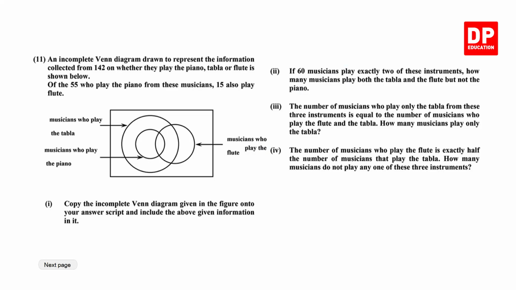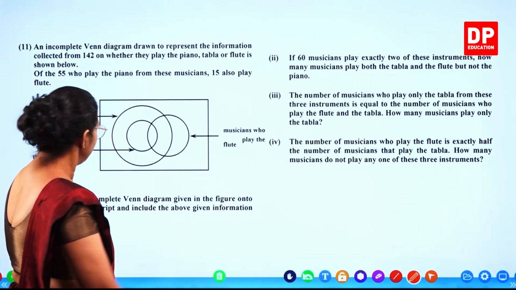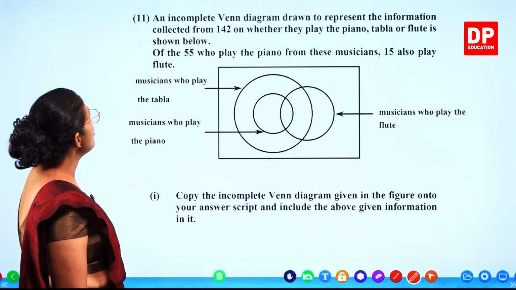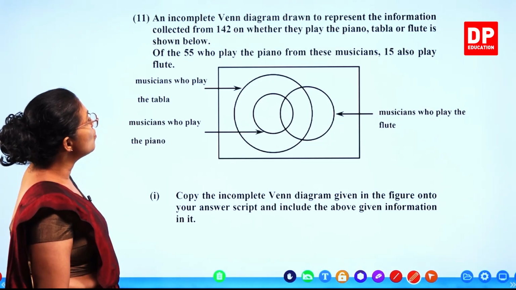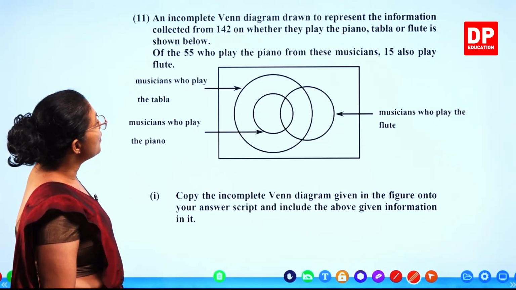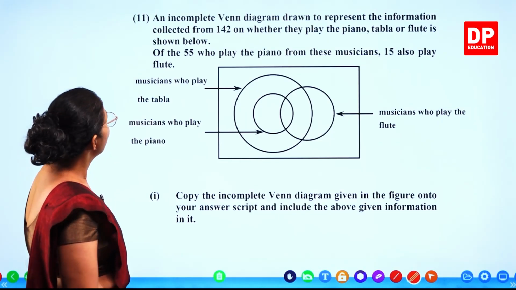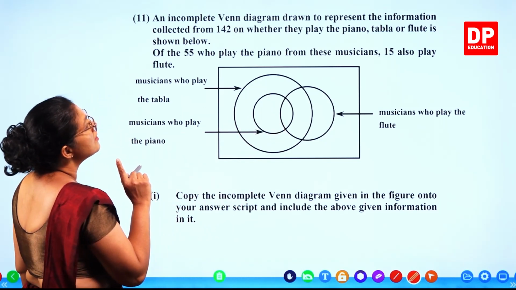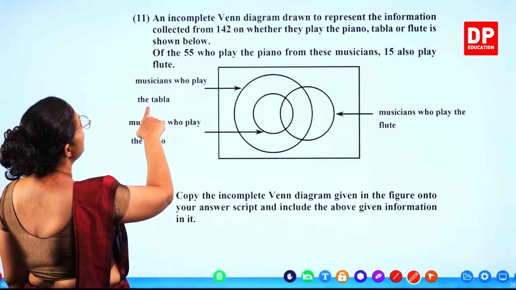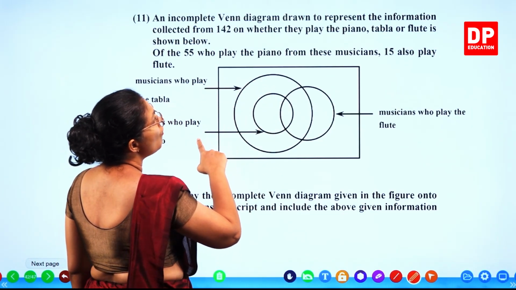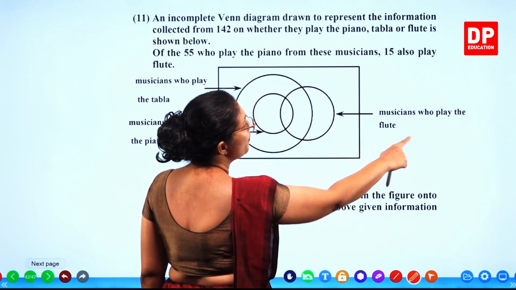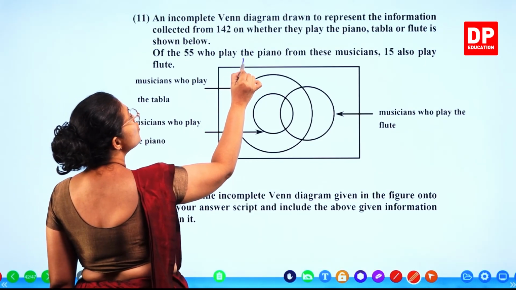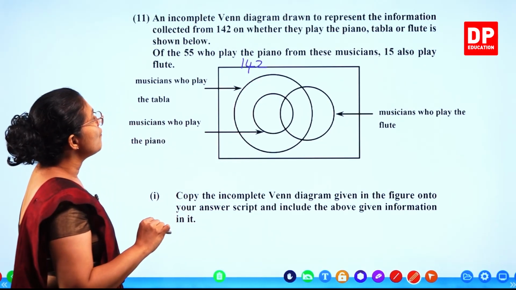Let's do question number 11. This is about sets. An incomplete Venn diagram drawn to represent the information collected from 142 on whether they play piano. Here it says musicians who play the piano. So this small circle. Tabla, musicians who play tabla. So that's the big circle. Or flute. Flute is this one, musicians who play the flute. So altogether, how many are there? 142. So we can write this one as 142.